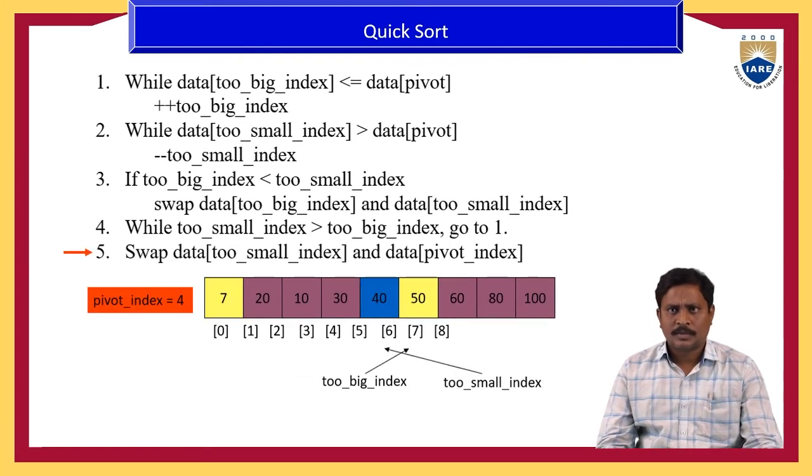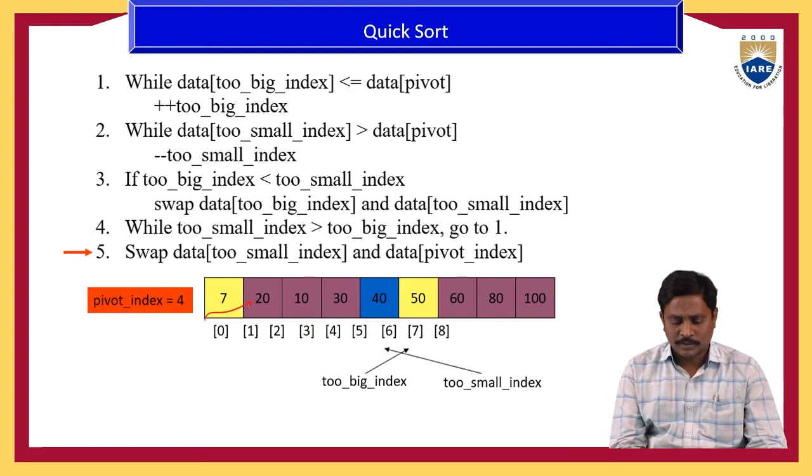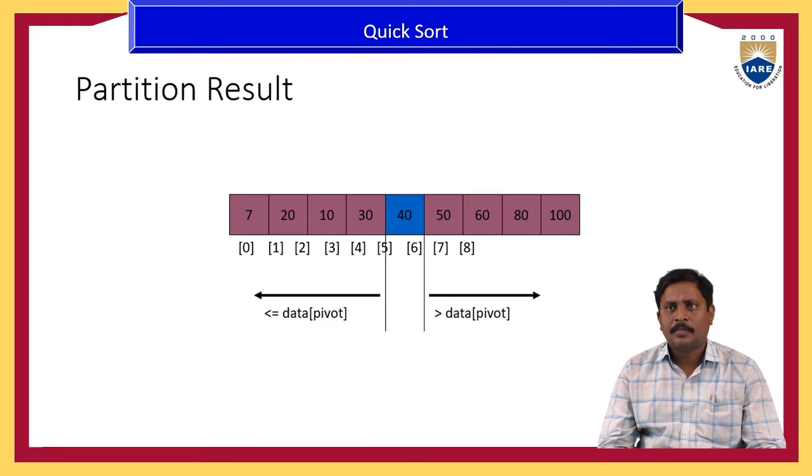Next, again we come to the first element. The first element is 40, the pivot element, and we compare it with the first partition element 7. 40 less than 7, no. Now interchange these two values. Now 40 is the middle element.